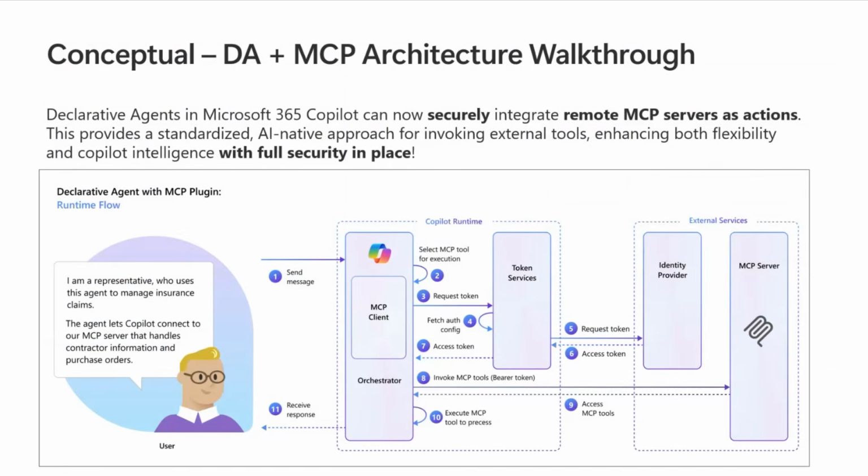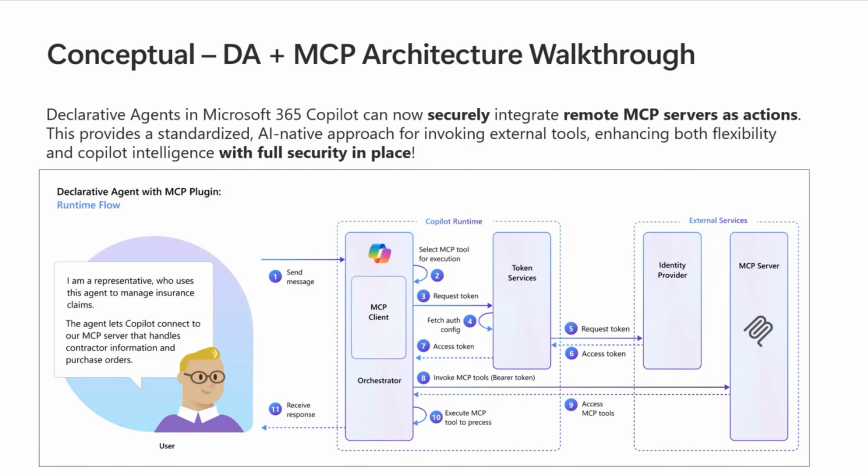When it comes to declarative agents extending Microsoft 365 Copilot with MCP servers and with full security in place, let's imagine we have an end user sending a prompt to the Microsoft 365 Copilot chat. In there, we have the MCP client. The orchestrator will select the tool to use for a specific target MCP server that we want to rely on.